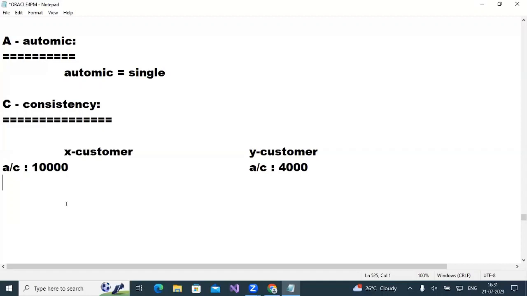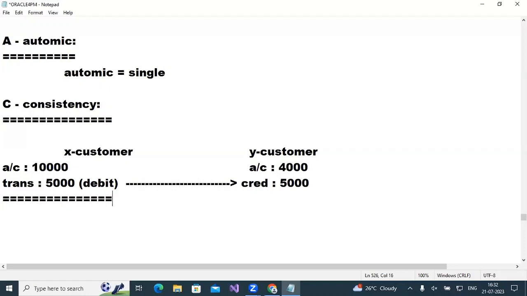Debitor, yes or no? So now X customer transferred, for example, 5,000 amount. To which account did he transfer? To Y customer. So that means 5,000 is called as what now? Debited. Debited from which account? X customer. And this will be what now? Credited to which customer? Y customer.